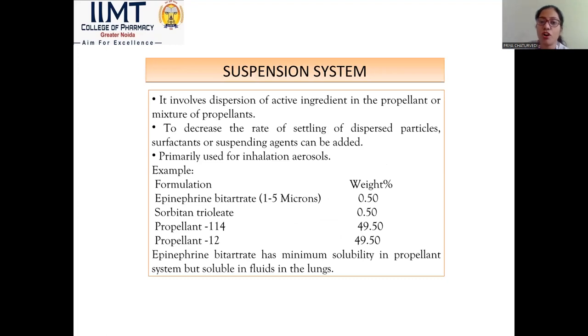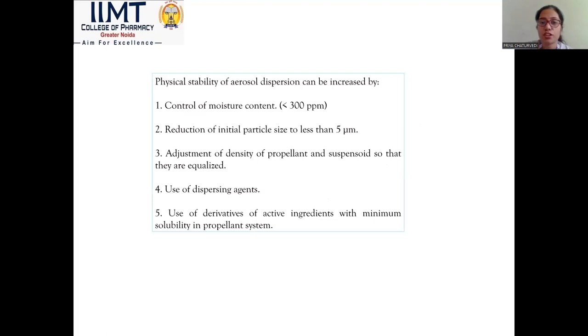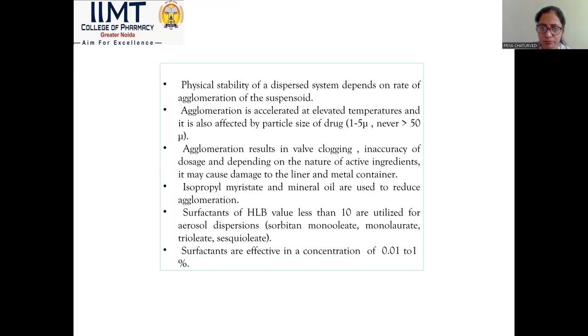It involves dispersion of active ingredients in the propellants or the mixture of propellants. To decrease the rate of settling of dispersed particles, surfactants or suspending agents can be added. Primarily, it is used for inhalation aerosol. Physical stability of aerosol dispersion can be increased by control of moisture content, reduction of initial particle size to 5 micrometer, adjustment of density of propellant and suspensions, use of dispersing agents, use of derivatives of active ingredients with minimum solubility in the propellant system.